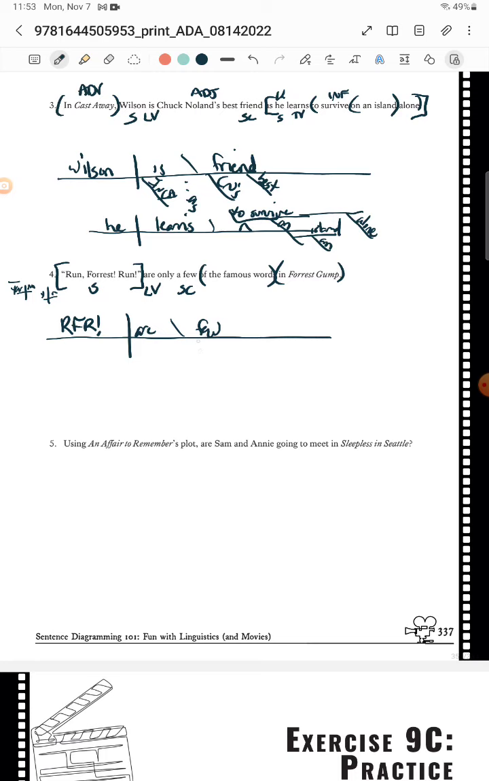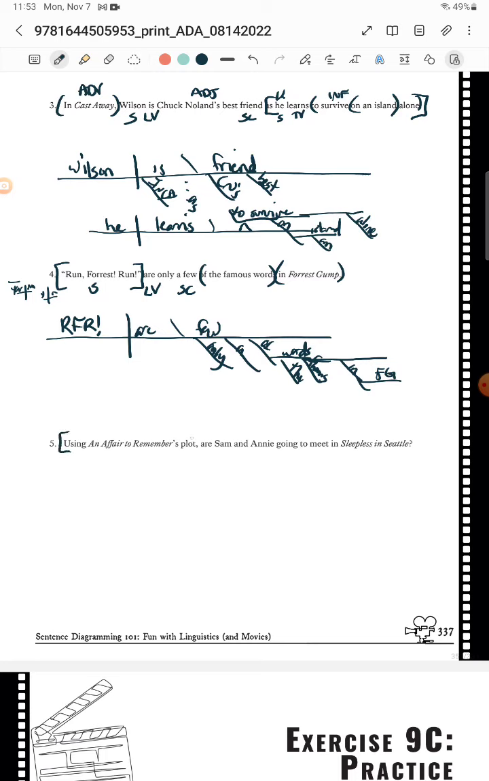Okay, and then what do we have? Oh, it's only a few, and it's a few, and then it's a few of words, and it's the words, and it's famous words. Oh, and then it's the words in Forrest Gump. It's not the few in Forrest Gump. So it goes down there. Cool. All right, using an affair to remember's plot.